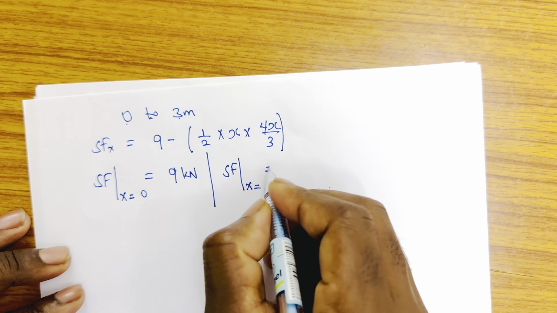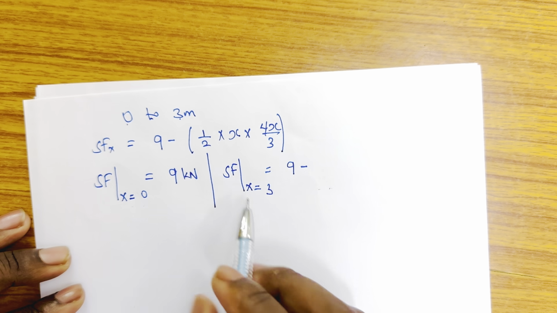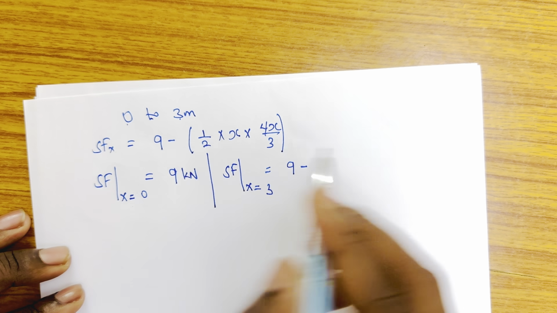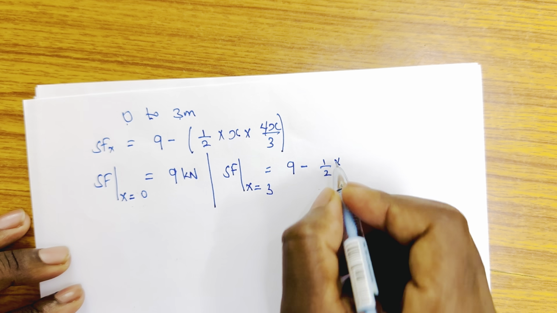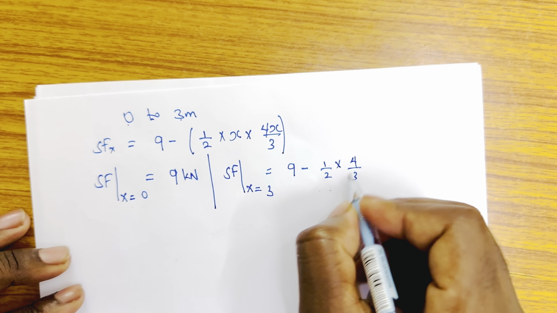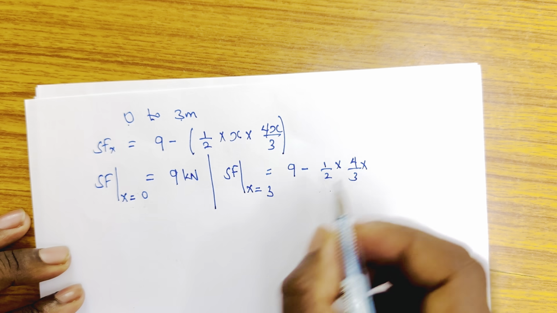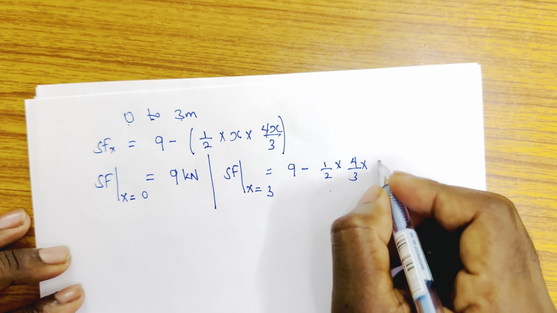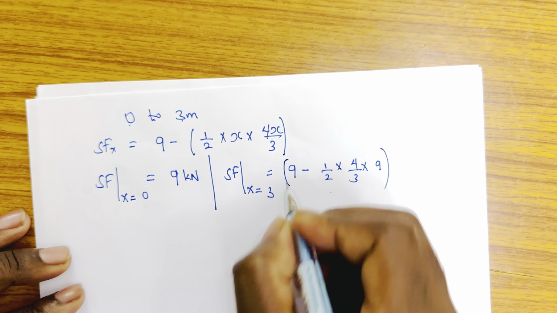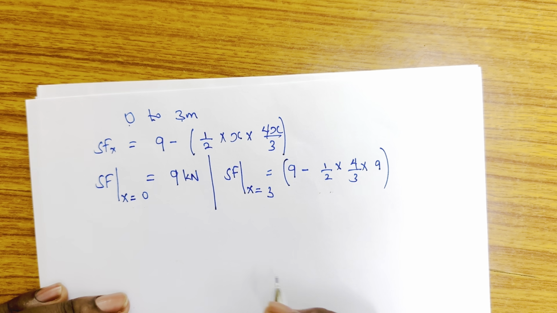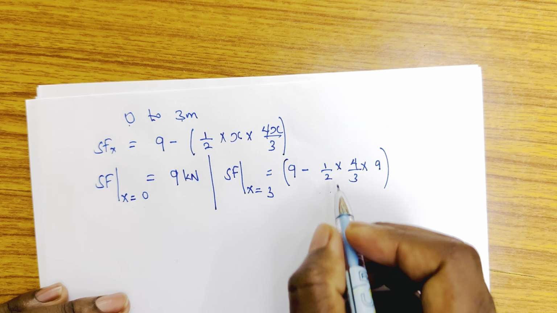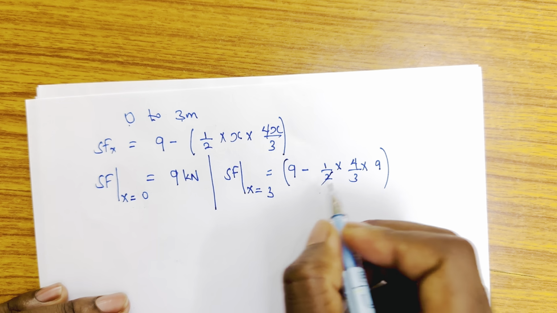So if I substitute, this is going to be 9 minus half times 4 by 3, then times x squared, but the value of x is 3, so 3 squared is 9. If you simplify this, you will come to an answer of 3 kilonewton, because this and this will cancel. This gives us 2 here, and this will cancel. This gives us 3 here. 9 minus 6 is 3 kilonewton. So the shear force there is 3 kilonewton.